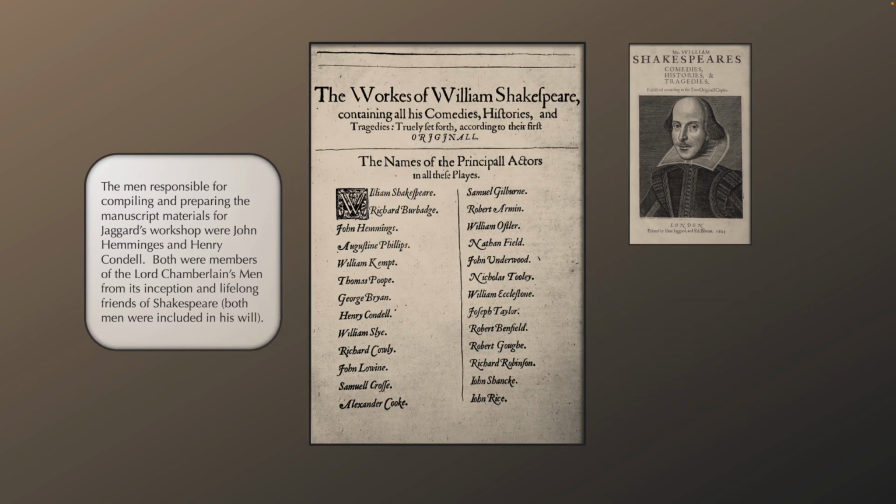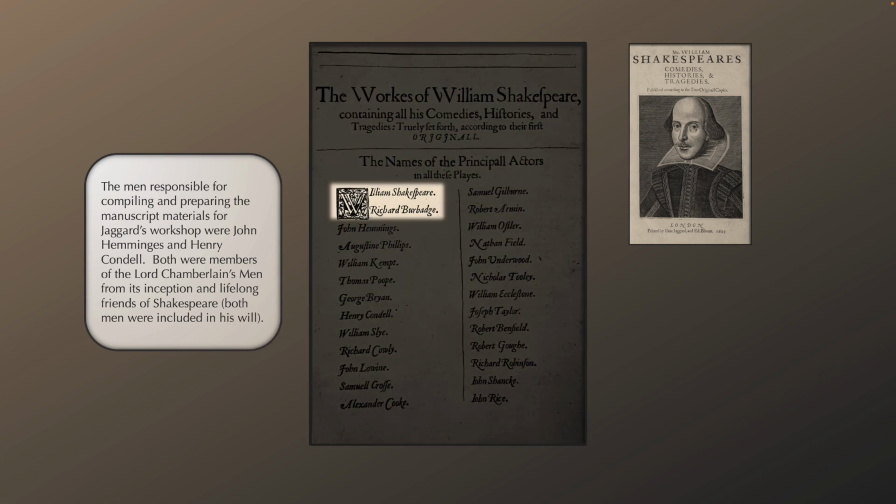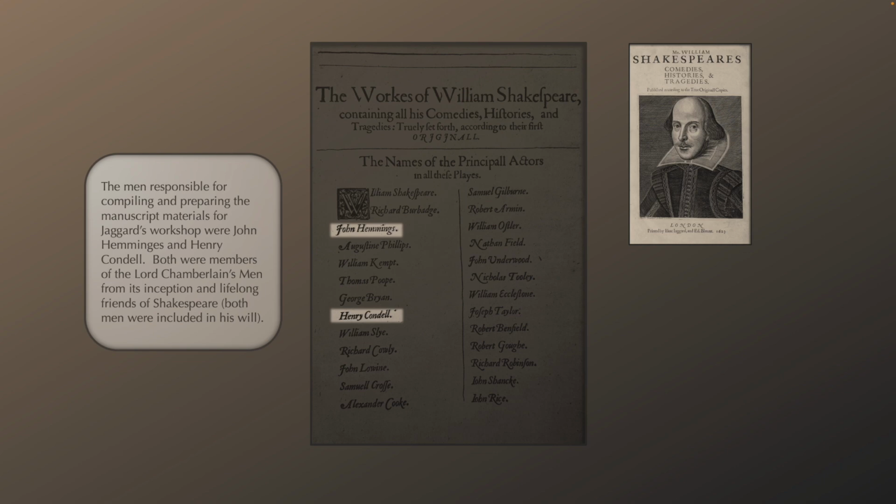Here's a list of the names of the principal actors. This is one of the pages in the 1623 folio, and you can see that William Shakespeare is dutifully listed at the top, followed by the company's most famous actor, Richard Burbage, who was in fact dead by this time, by 1623. And then below that we see John Hemmings and Henry Condell listed there.